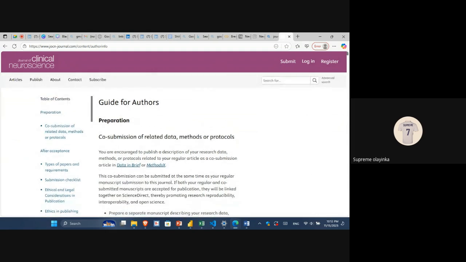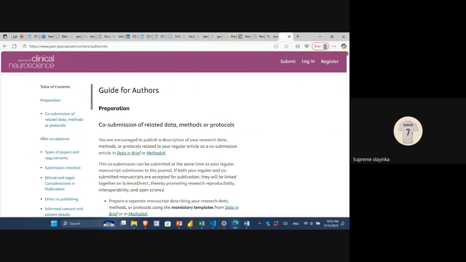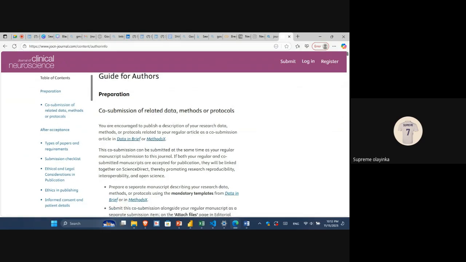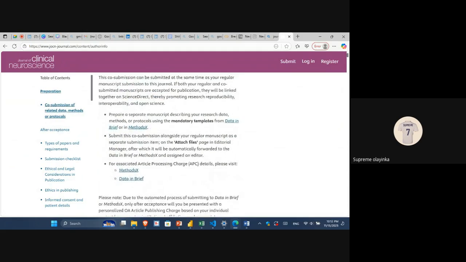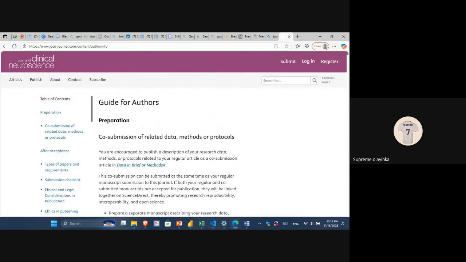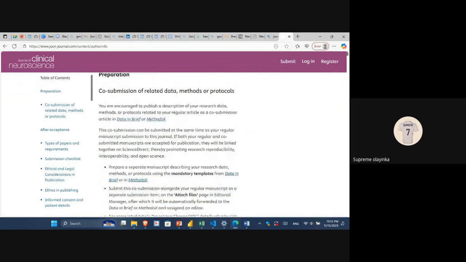So let's say I'm doing something about neurology, and I want to submit my manuscript to the Journal of Clinical Neuroscience. So the first thing I want to look at is the guide for authors, that is, for whoever wants to be an author.